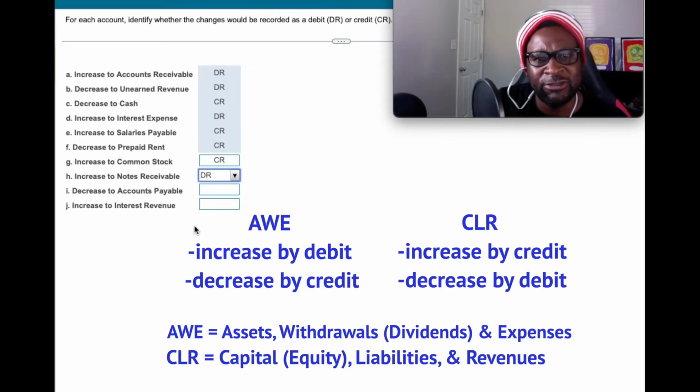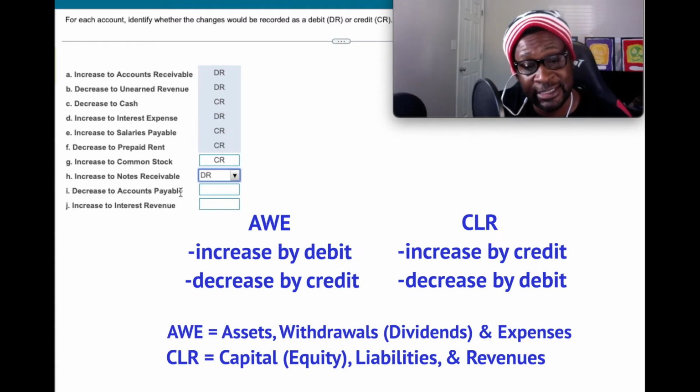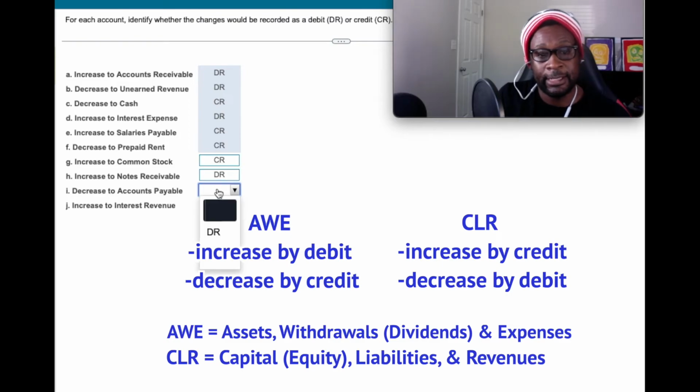It allows you to get to the right answers. All you have to do is memorize what accounts belong in the AWE game versus the CLR game. And the acronyms assist you with that. What about a decrease in accounts payable? Last name payable, which means it has to be a liability. That's in the CLR game. And if it's in the CLR game and we're trying to decrease it, we're going to simply debit it.